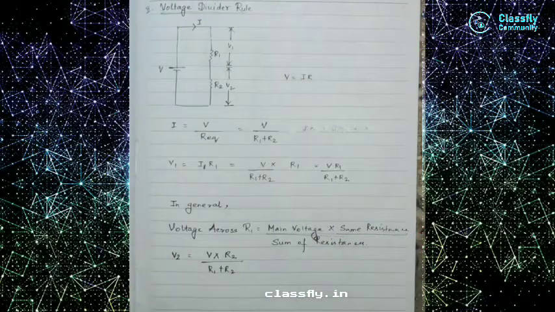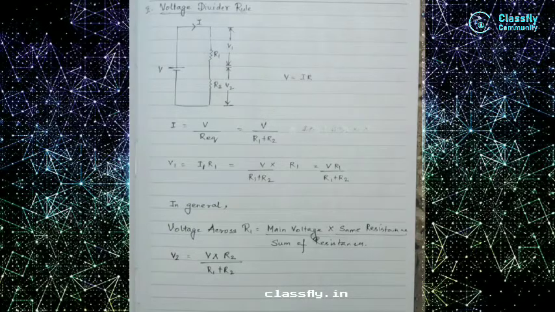Let's sum up. Now see, what is the current divider rule? If you want to find the current I1, then it will be the main current and its opposite resistance divided by the sum of the resistances. But if you find the voltage across R1, then it will be the main voltage, the same resistance, divided by the sum of the resistances. In the current divider rule, we use the parallel circuit, because in a parallel circuit the current gets divided, whereas in the voltage divider rule, in series the voltage gets divided.